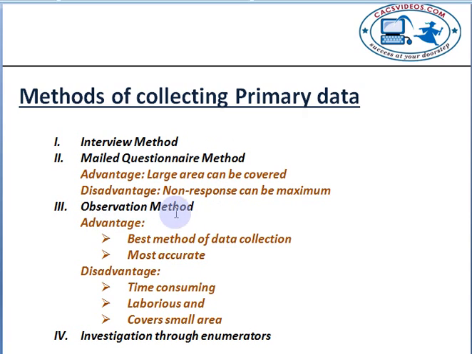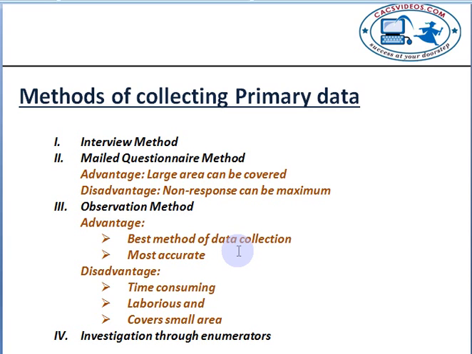Third method is the observation method. Here you are not interviewing anyone, you are just collecting information based on your observation. For example, during your examination you must have seen some external observer comes at your examination center, right? They don't discuss with anyone, they just simply observe the students, how the administration of that college is conducting the examination, and based on their observation they prepare the report. So this type of method is called the observation method.